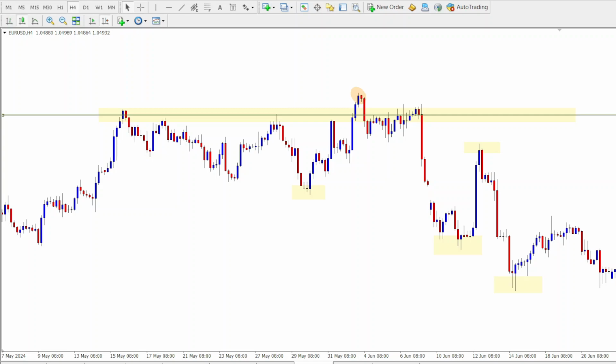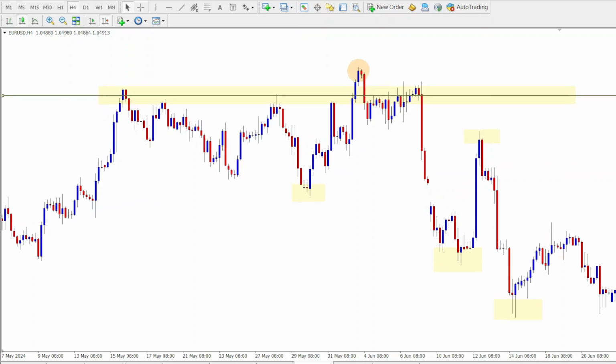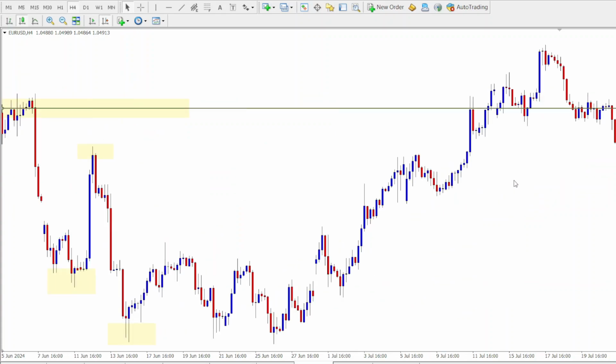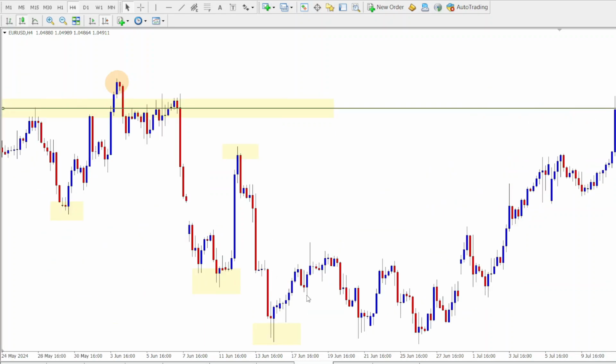Those areas, those prices often attract liquidity because traders place orders at these obvious price points. All right, now a key takeaway is that liquidity pools are where price is likely to make a sharp move. So instead of getting trapped, we can use these areas for high probability trade setups.